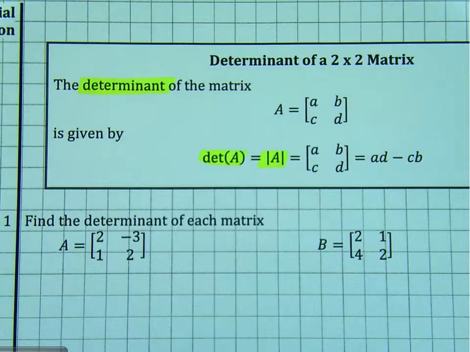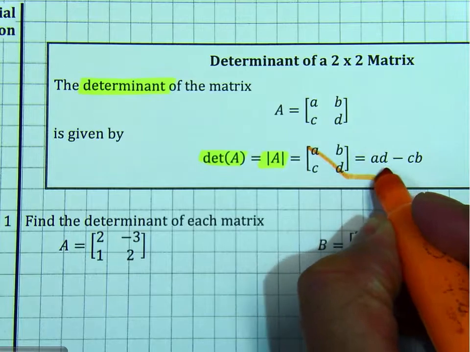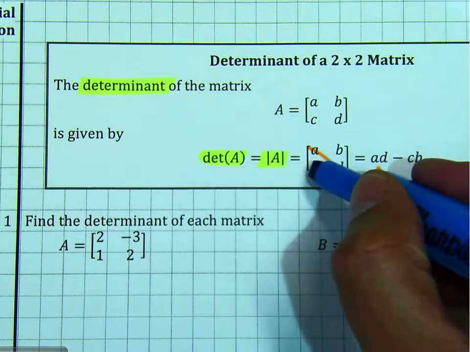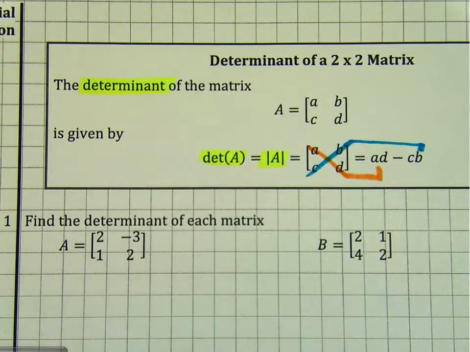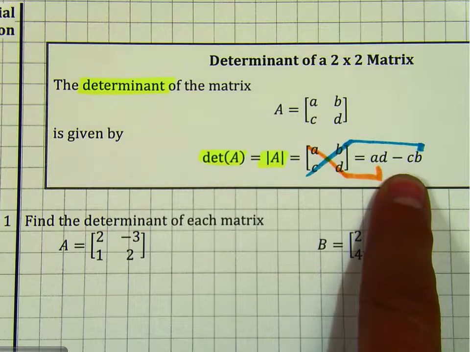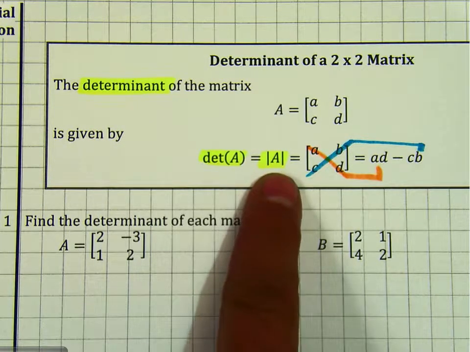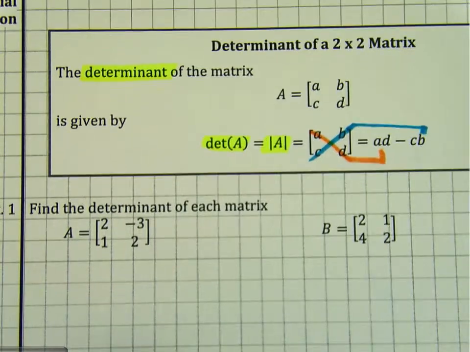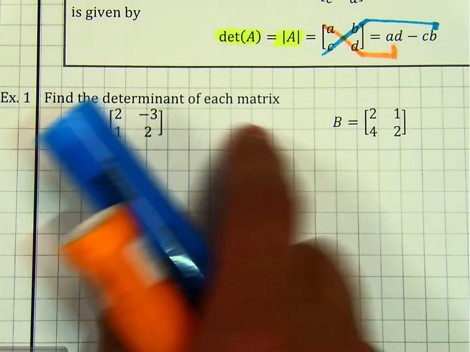So let's go through. The formula tells you that you'll need to multiply A times D. Then you're going to subtract the product of C times B. And once you subtract it, it's going to give you a number, and that number is called a determinant, and it's going to be bar, uppercase A, and another bar. So let's go to the first one. Example number 1. Find the determinant of each matrix.